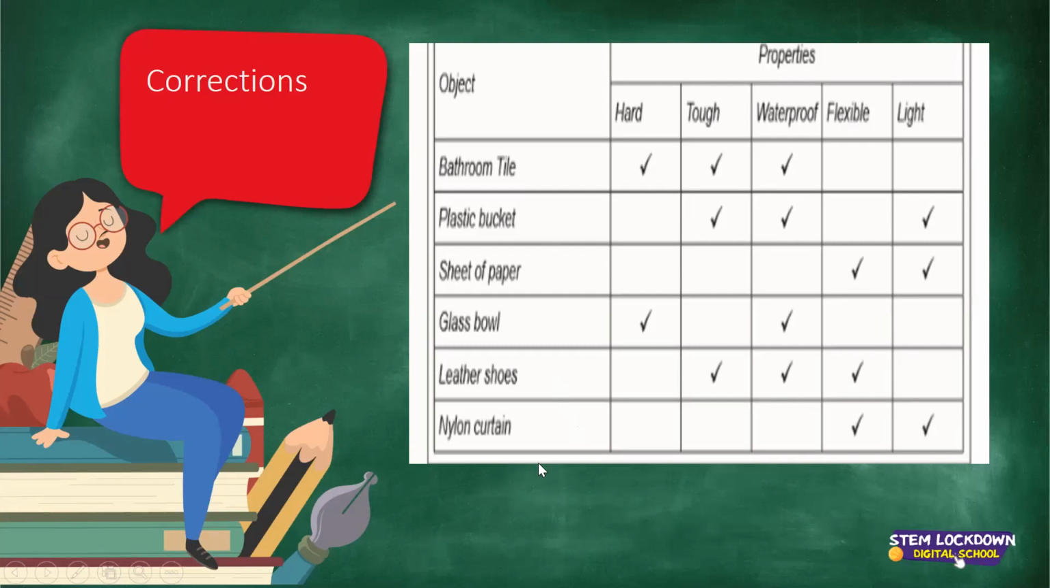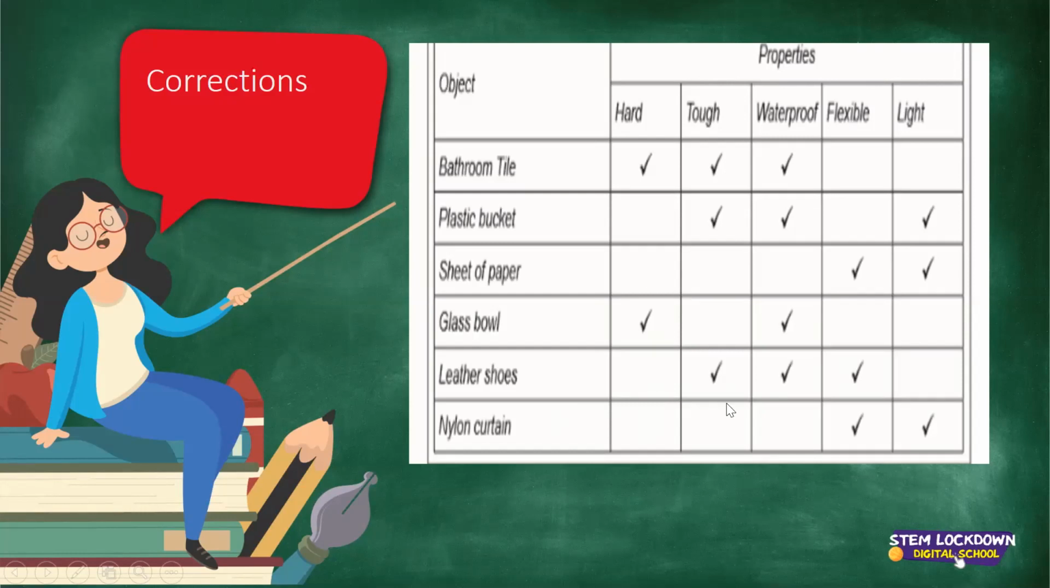And then leather shoes. Hard, no. Tough, yes, because they are made up of leather. Do you know which material leather comes from? It comes from a raw material, which is animal skin. That's very nice. Animal skin. So it's tough, waterproof, yes, and flexible, yes, because a leather shoe is made from animal skin, which is a material that you can shape into a shoe, for example, or into a bag.